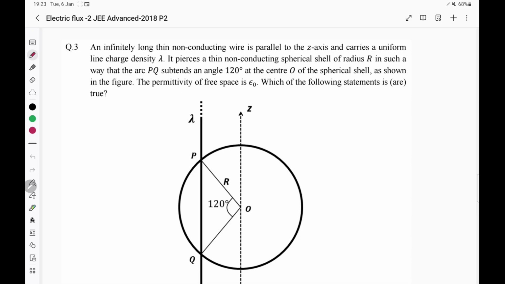So let me read out the question. The question says, an infinitely long, thin non-conducting wire is parallel to the z-axis and carries a uniform linear charge density of lambda. It pierces a thin non-conducting spherical shell of radius r in such a way that PQ subtends an angle 120 degree at the center O of the spherical shell, as shown in the figure. The permittivity of free space is epsilon naught. Which of the following statements is or are true?